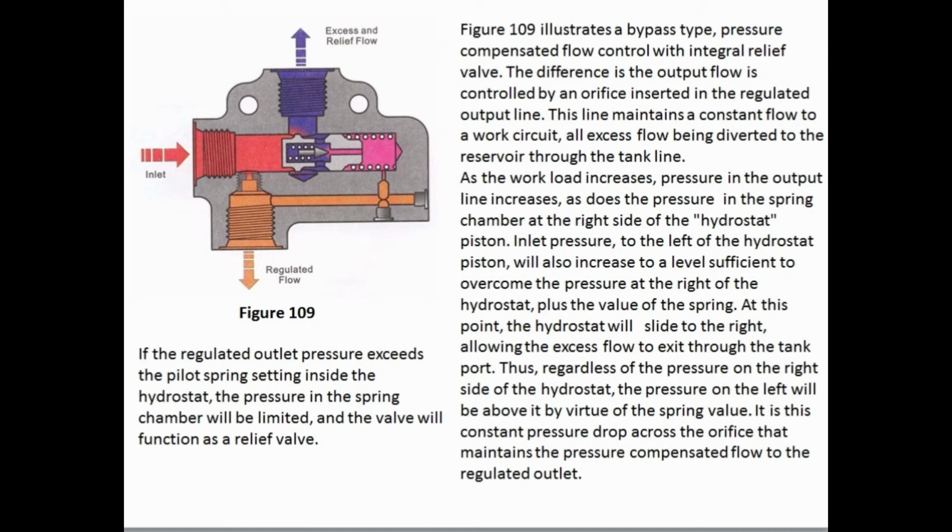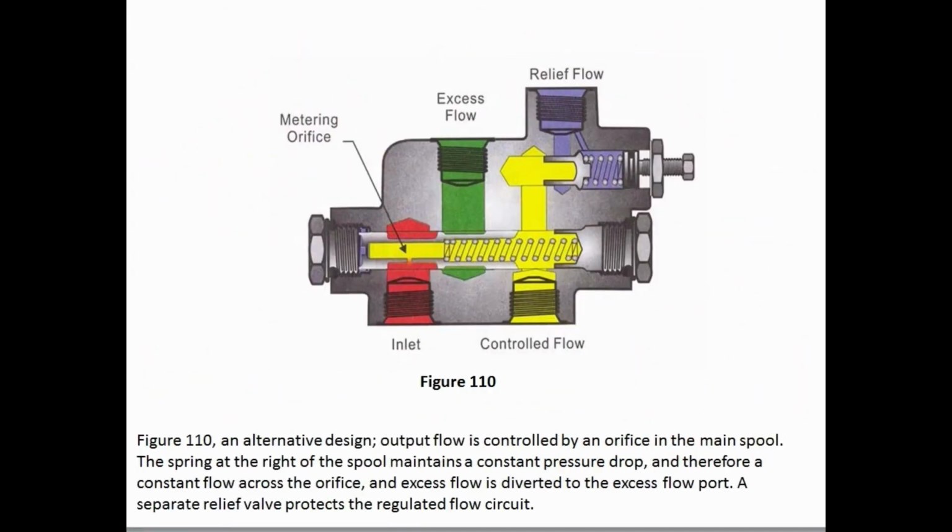If the regulated outlet pressure exceeds the pilot spring setting inside the hydrostat, the pressure in the spring chamber will be limited and the valve will function as a relief valve. Figure 110, an alternative design. Output flow is controlled by an orifice in the main spool. The spring at the right of the spool maintains a constant pressure drop, and therefore a constant flow across the orifice, and excess flow is diverted to the excess flow port. A separate relief valve protects the regulated flow circuit.